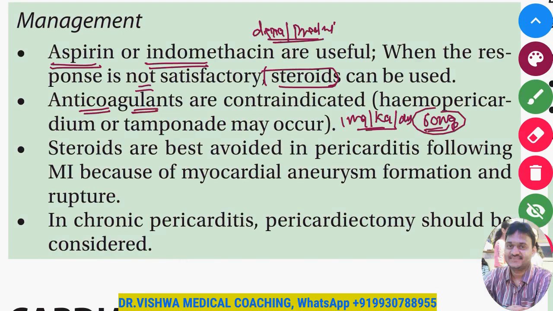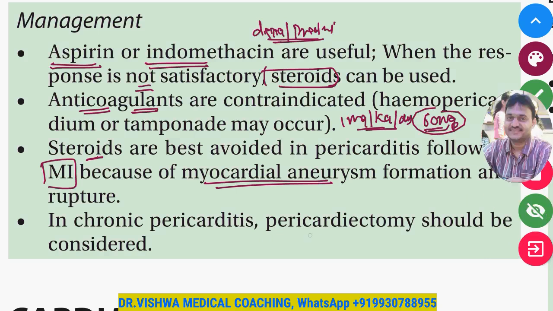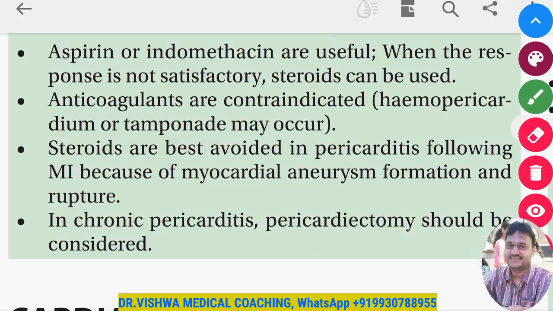Usually we will not give anticoagulant because this can increase the risk of bleeding. Steroids are best avoided in pericarditis following myocardial infarction because it will lead to myocardial aneurysm formation. So if pericarditis has occurred after myocardial infarction, we will avoid steroids. In chronic pericarditis, pericardiectomy should be considered. We will remove the pericardium. Of course there will be friction, but to prevent the pericardial effusion and cardiac tamponade, we can go for pericardiectomy, which is the removal of the pericardium.